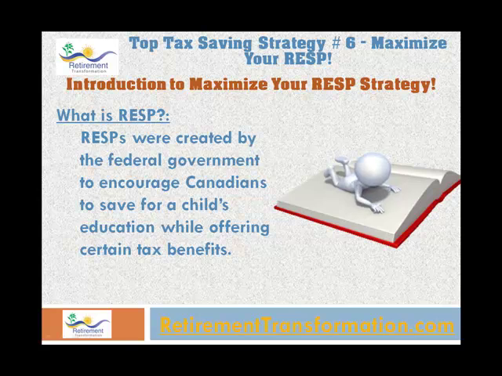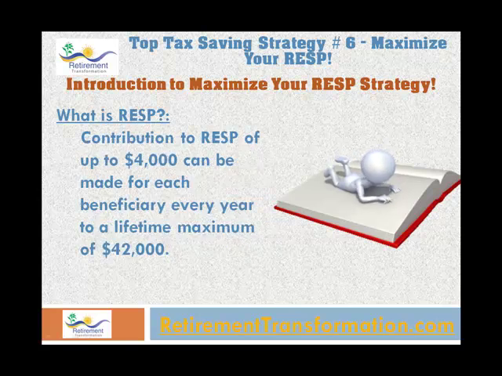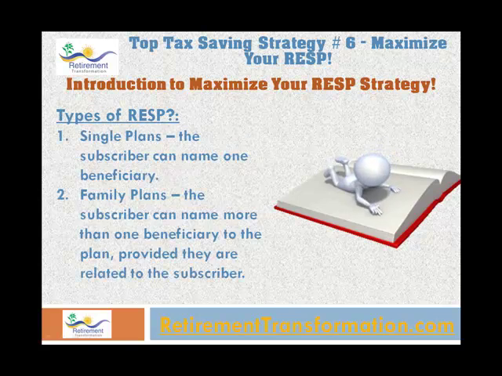Basically what you need to know here is that you can make a contribution of up to $4,000 for each beneficiary every year, and there's a lifetime cap of $42,000. There are two types of RESPs. First is the single plan, and under a single beneficiary plan, the subscriber, sometimes also called the contributor, can name only one beneficiary. This beneficiary does not have to be related to the subscriber by blood or adoption, which means that anyone can start a plan for a child and make regular contributions.